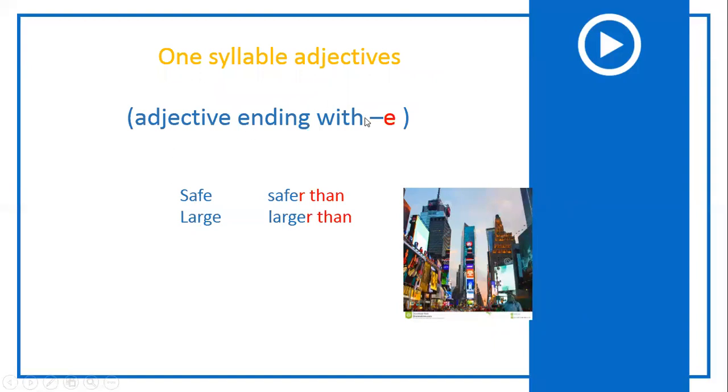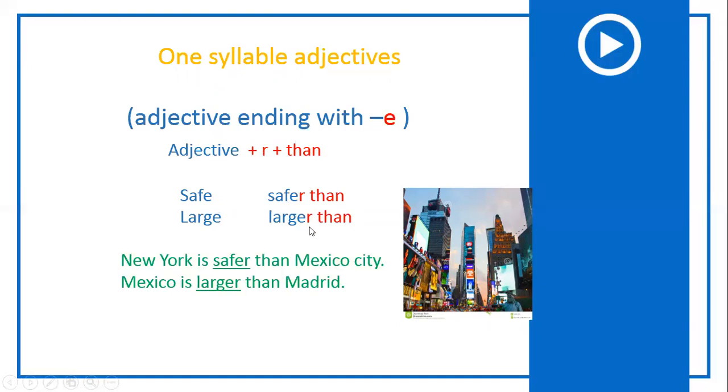And the adjective ends with E, and we already have this E here, but before we had ER. And as we already have it, we don't need one more E here. We only add R and that's enough. Safer than, larger than. And our example, adjective plus R and than. The example is New York is safer than Mexico City. This is actually the easiest rule to remember because they have already put it here themselves.